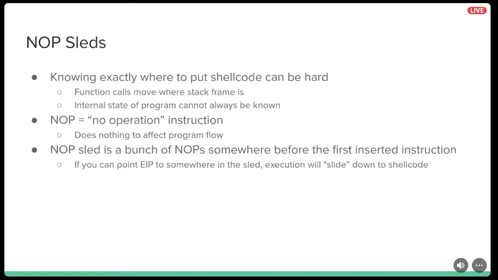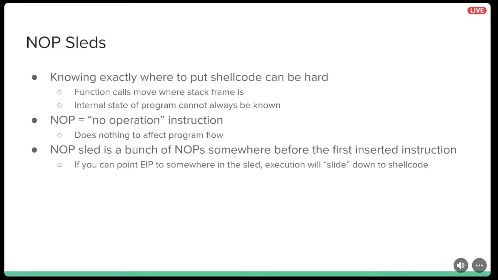One thing that's important for return to shellcode attacks is something called a NOP sled. The main concept is that knowing exactly where the shellcode is can be difficult. Whenever you call a function, the whole stack frame moves, so depending on where you're calling your shellcode, it can be difficult to pinpoint exactly where on the stack it is.